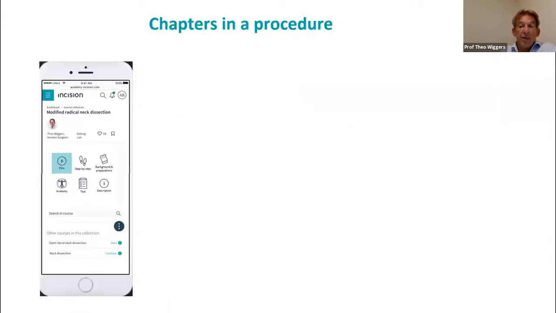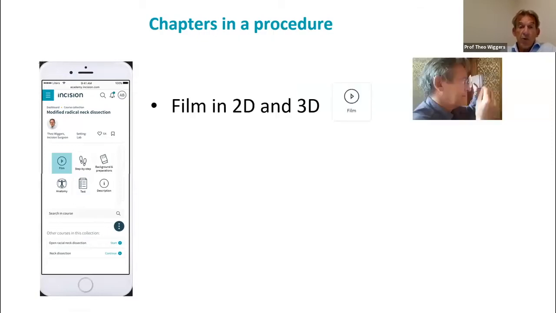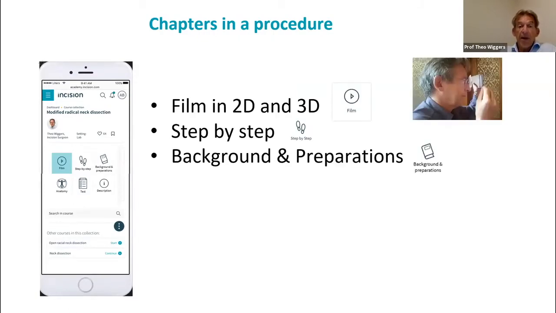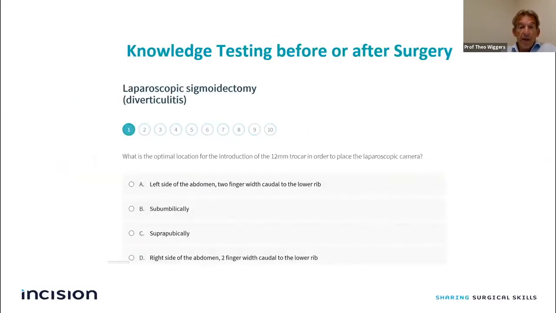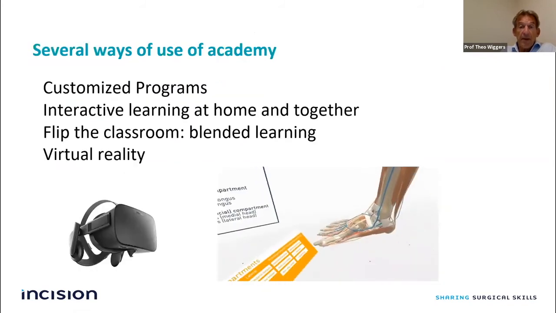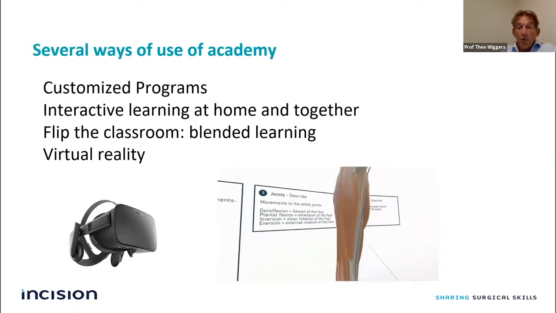Now, when you look at a certain procedure, you can see that there are many chapters. There's a film in 2D and 3D. We have the step-by-step. We have the background and the preparations. Why are you doing it? We have the anatomy, we have the test, and we have the course description with the learning goals. I will show you live. And then for most procedures we have a knowledge test where, if you pass the test, you get a certificate.